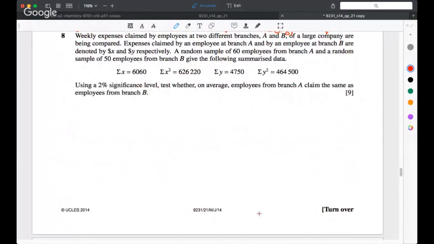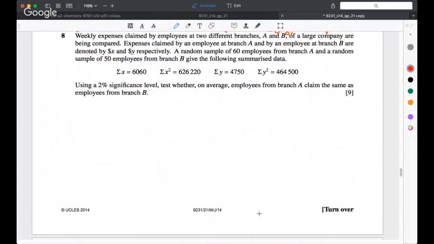Question 8. Weekly expenses claimed by employees at 2 different branches, A and B, of a large company are being compared. Expenses claimed by an employee at branch A and by an employee at branch B are denoted by X and Y respectively. A random sample of 60 employees from branch A and a random sample of 50 employees from branch B give the following summarized data. Using a 2% significance level, test whether on average employees from branch A claim the same as employees from branch B.